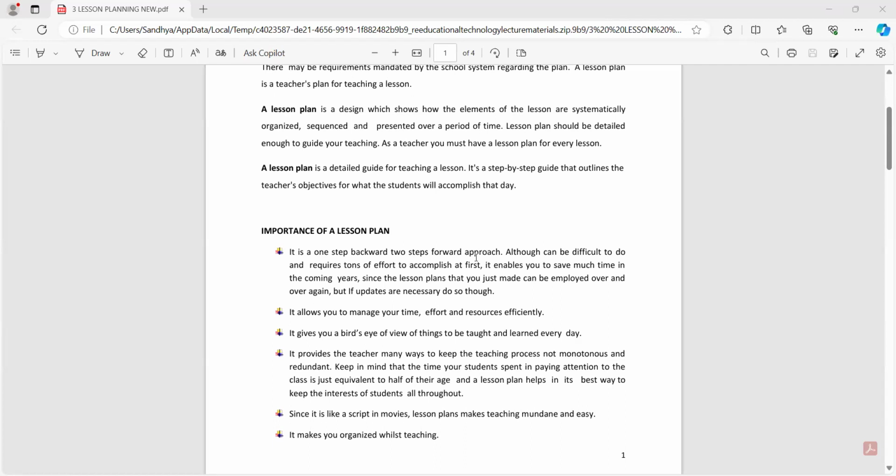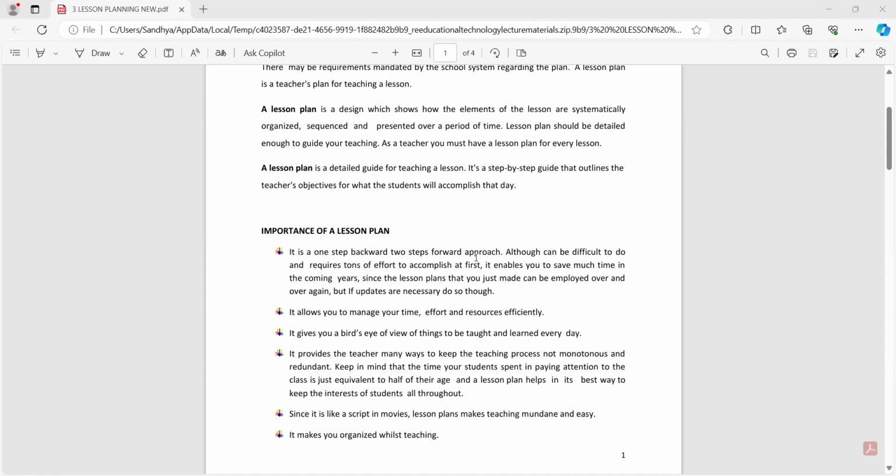So we come to the third one then. It gives you the bird's eye view of things to be taught and learned every day. So the big picture of it, the bird at a higher, elevated level, looking below, sees everything. So likewise, the lesson plan well written gives everything about the lesson. And then you come to the next one.